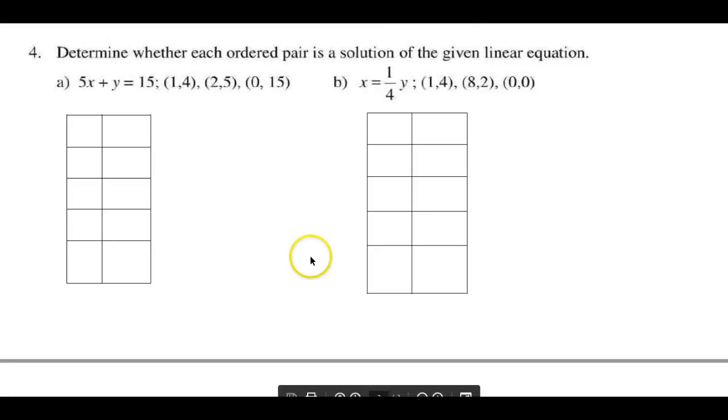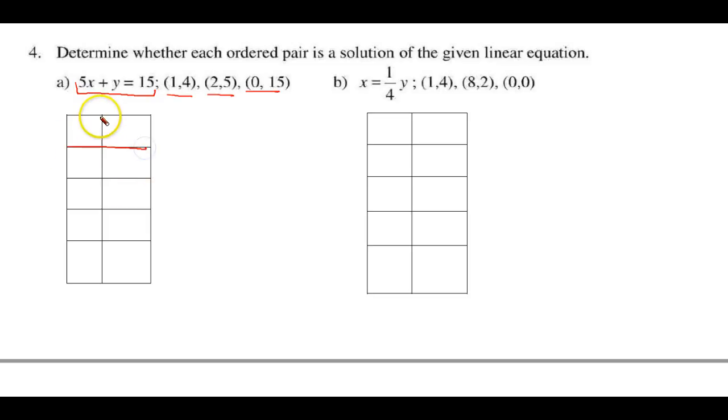For number 4, they're asking us to determine if these ordered pairs make the equation true or not. So for this, I've tried to sketch in some little charts.